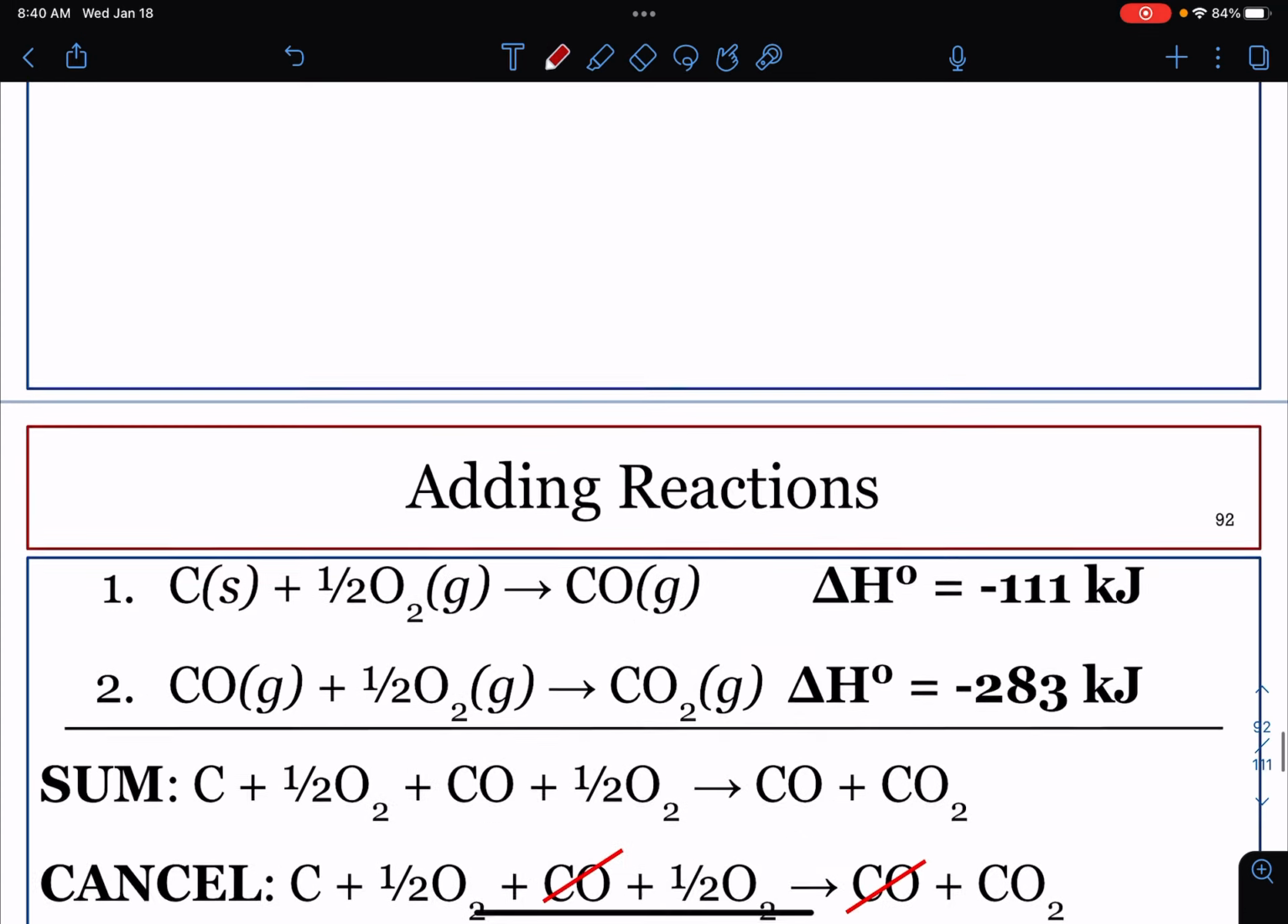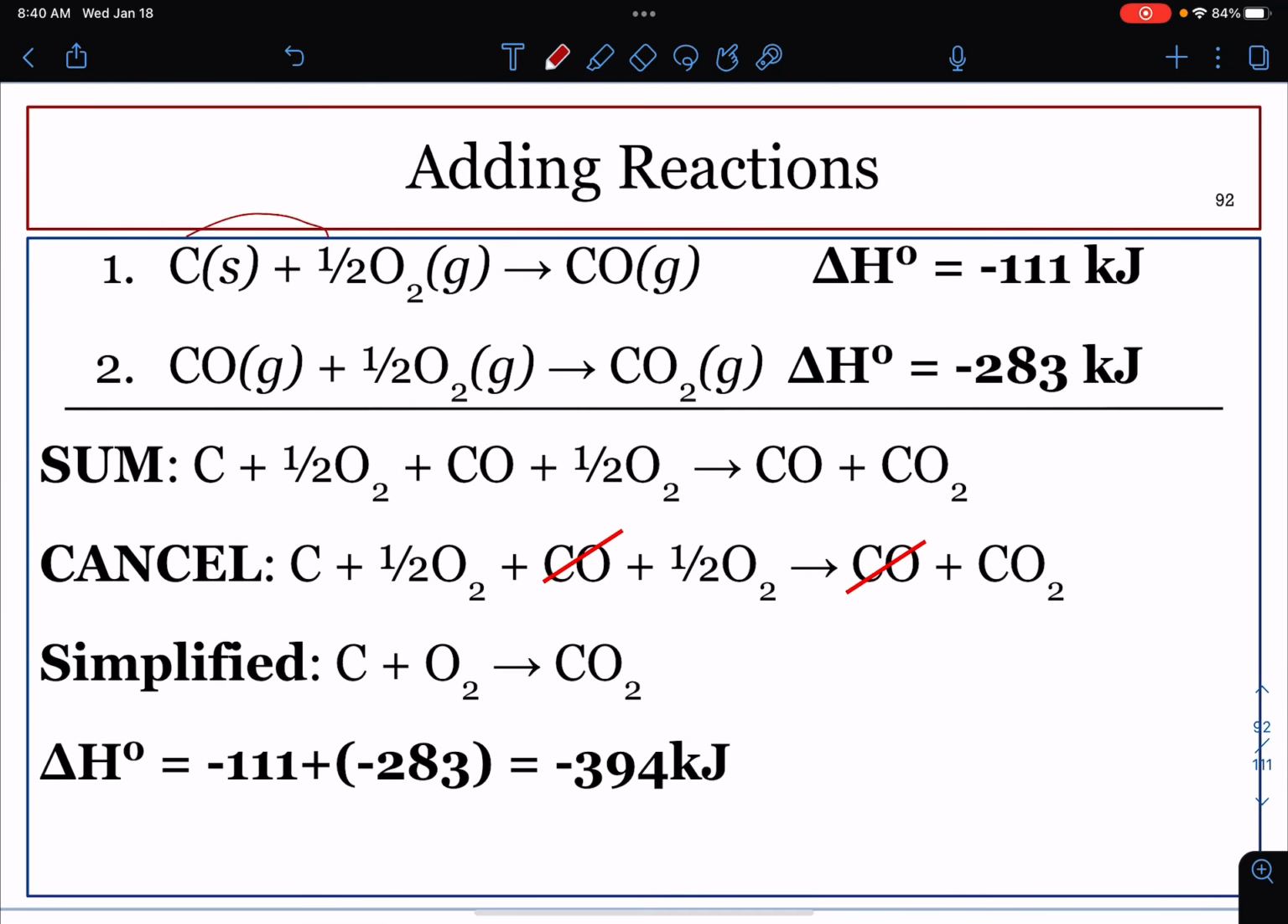So let's go ahead and look at it this way. We're going to take all 4 of our reactants and write them out here. Then let's take the 2 products and write them out here. We can cancel the carbon monoxide on both sides of the reaction because they are in the same state of matter. However, we cannot cancel the 1/2 mole oxygen because these are both on the reactant side.